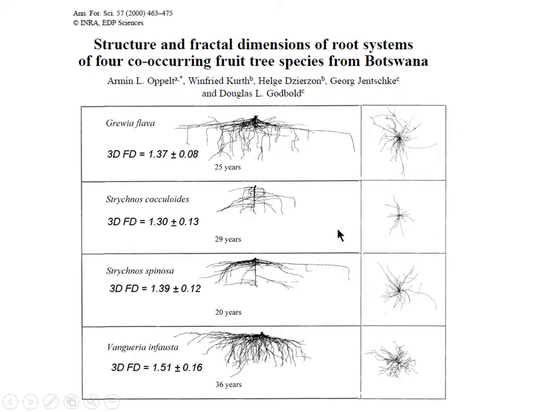About the same time, a publication from a group of Douglas Goldblood done on fruit trees in Africa also found that the more volume filling, the more intricate, the more complex root systems had higher fractal dimensions than the other two, which had more sparse root systems.